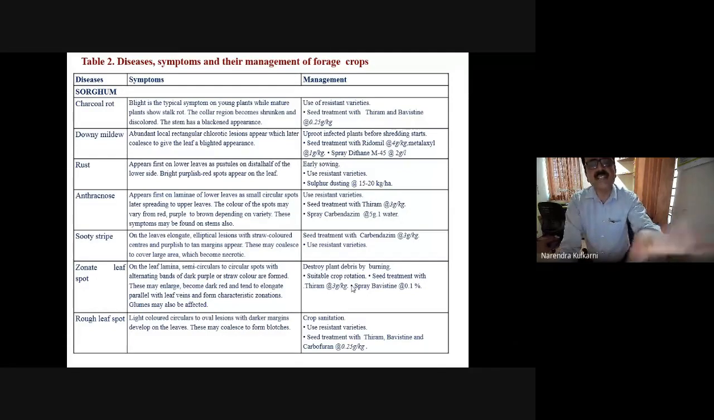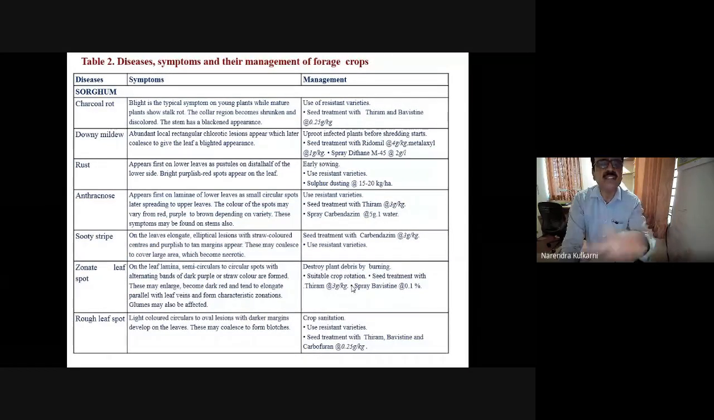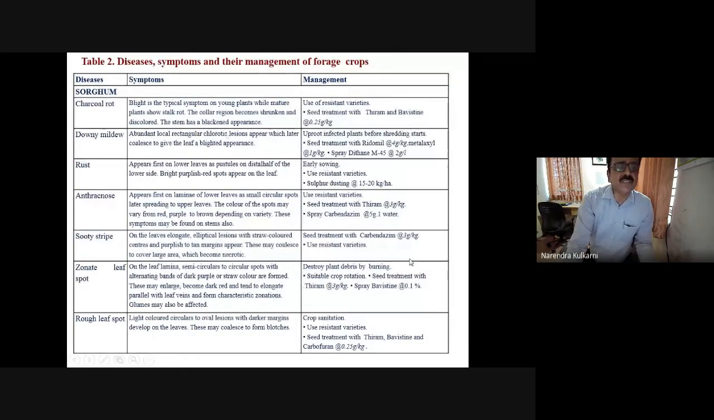This is a comprehensive chart which I am showing, and again it will be given in the form of an article. You may receive a booklet containing articles at the end of the training, so we will be providing all the information, including all these chemicals, especially for seed treatment. For charcoal rot, downy mildew, and many other cases, we recommend fungicide treatment.